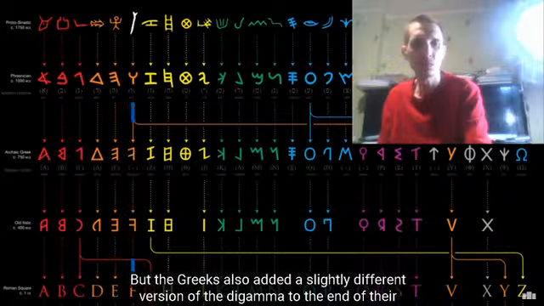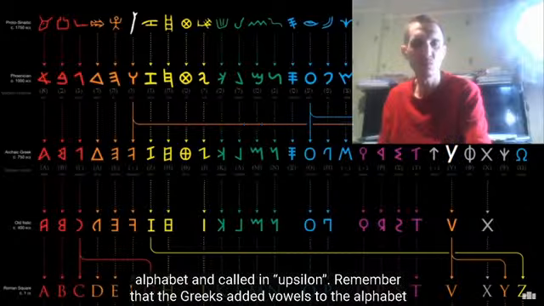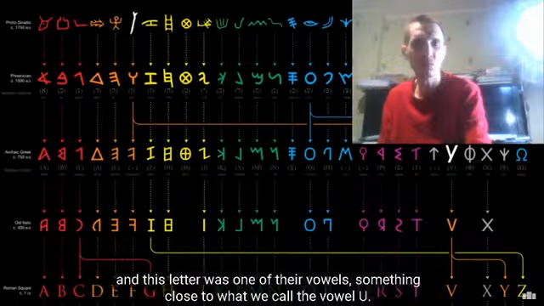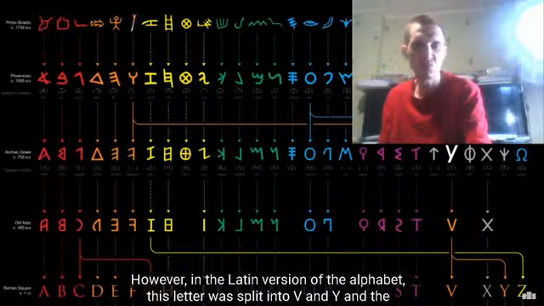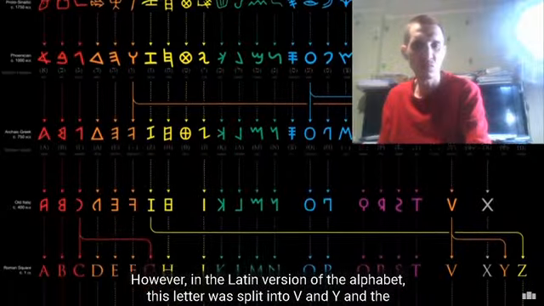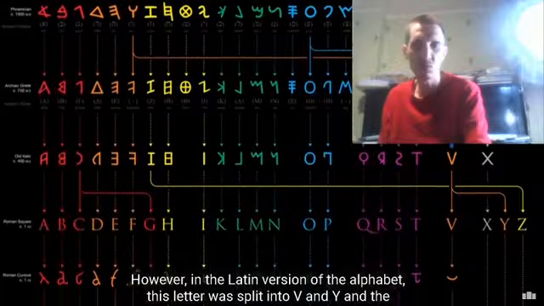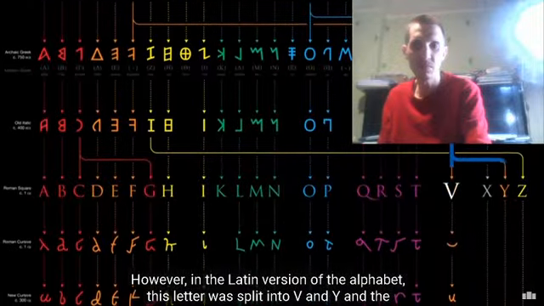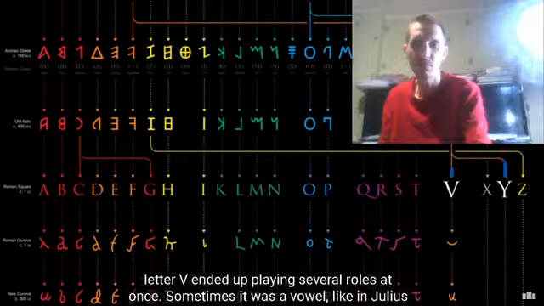But the Greeks also added a slightly different version of the digamma to the end of their alphabet and called it upsilon. Remember that the Greeks added vowels to the alphabet, and this letter was one of their vowels, something close to what we call the vowel U. However, in the Latin version of the alphabet, this letter was split into V and Y, and the letter V ended up playing several roles at once.